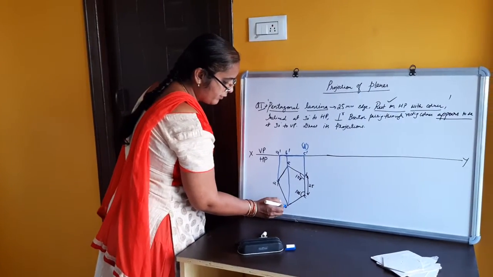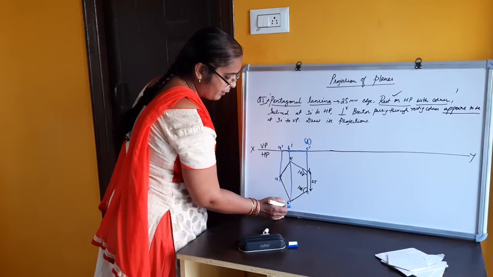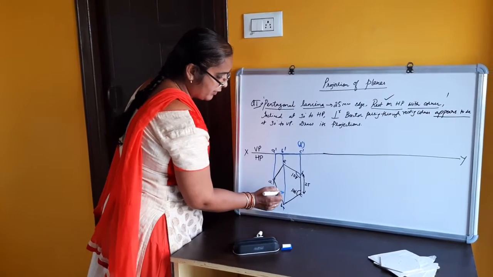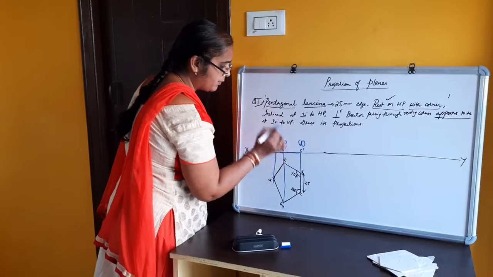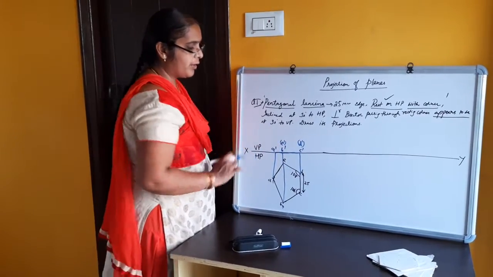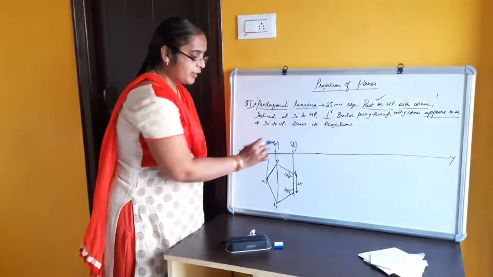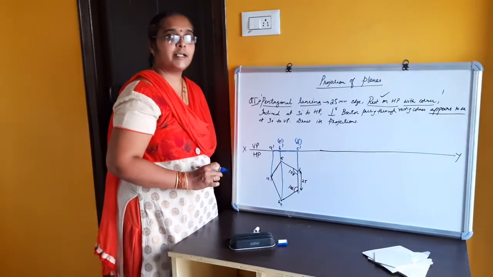Similarly, B is nearer to the observer, so it will be visible, whereas along the same line we have the point E, which will not be visible to the observer. So represent it as E dash within the bracket to show that it is a hidden point.